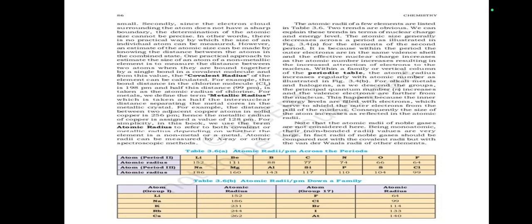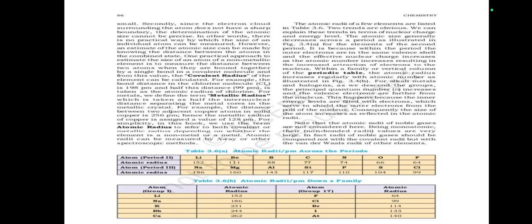Atomic radii can be measured by X-ray and other spectroscopic methods. The atomic radii of a few elements are listed in table 3.6. Two trends are obvious. We can explain these trends in terms of nuclear charge and energy level. The atomic size generally decreases across a period as illustrated in figure 3.4a. For the elements of the second period, it is because within the period the outer electrons are in the same valence shell and the effective nuclear charge increases as the atomic number increases, resulting in the increased attraction of electrons to the nucleus.